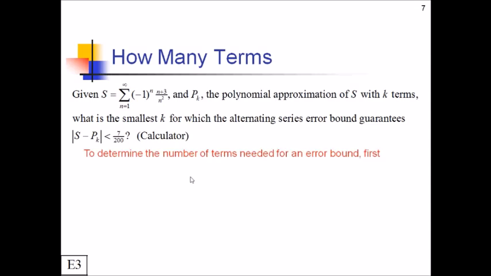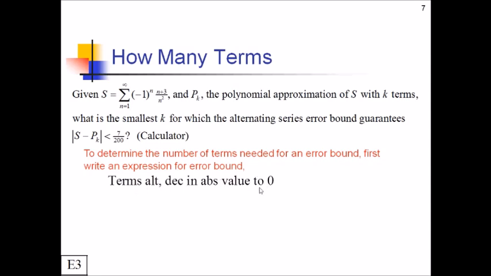All right, so to determine the number of terms needed for an error bound, first we need to actually write an expression for the error bound. So let's go ahead and do that. Now, is this an alternating series? It is. Are the terms getting smaller to 0 as we move on? They are. You have a denominator that's larger than the numerator, and your n values are just going up. So we can say that our terms alternate, decrease in absolute value to 0. This is, again, crucial to state in the beginning. That allows us to say that the error is less than the absolute value of the next term.